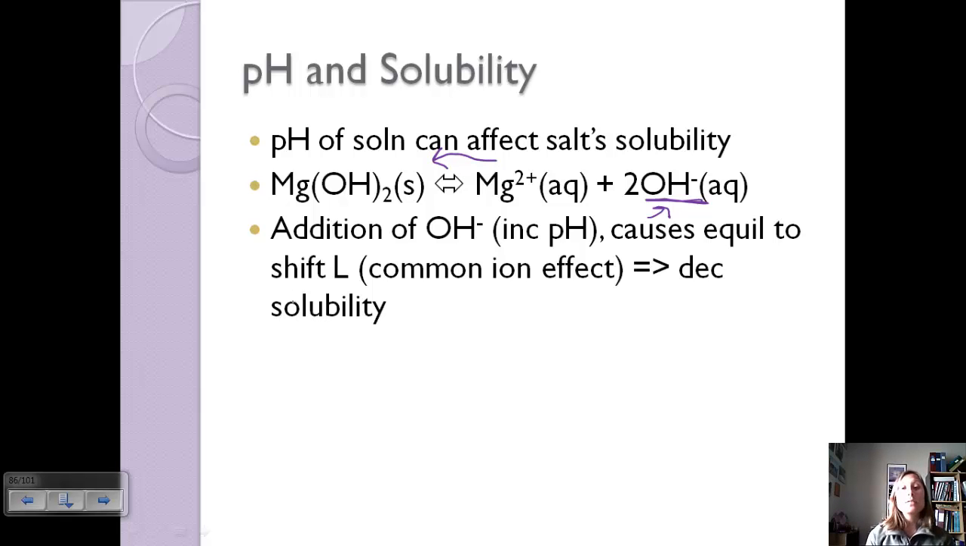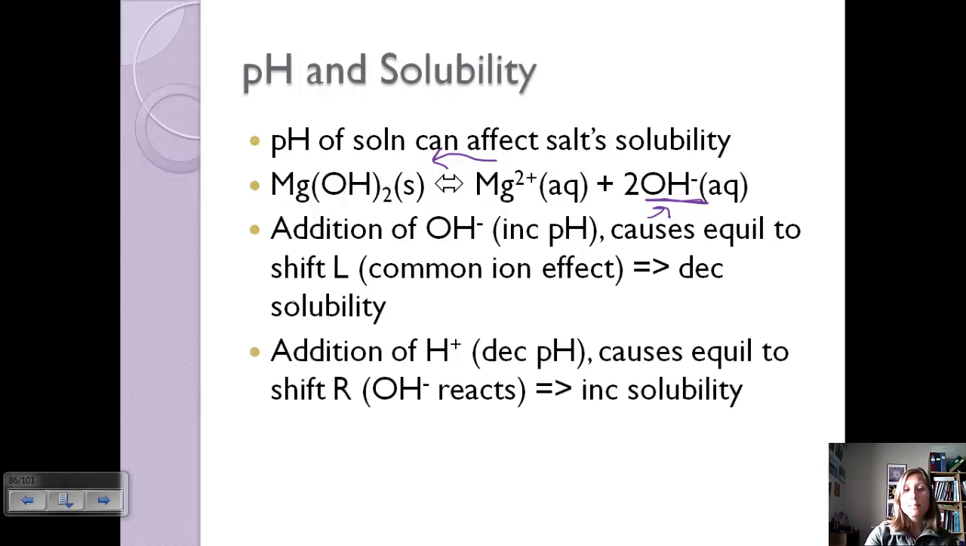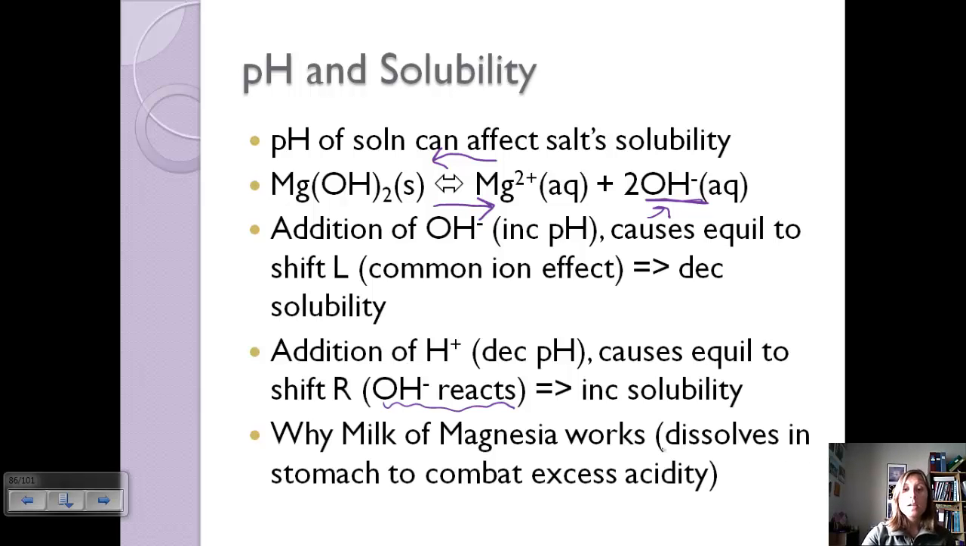Okay, and so that decreases the solubility because more solid is staying and not breaking down into its ions. If we added H+, which decreases the pH, then it's causing the equilibrium to shift right because that OH minus is going to react with the H+, so now it's going towards the ions and it's going to increase solubility. So decreasing that pH is going to increase the solubility. This is why milk of magnesia works. This is actually the reaction for milk of magnesia, which is if you have a lot of acid problems with your stomach, it dissolves in the stomach to combat the excess acidity because the H+ is already present there.